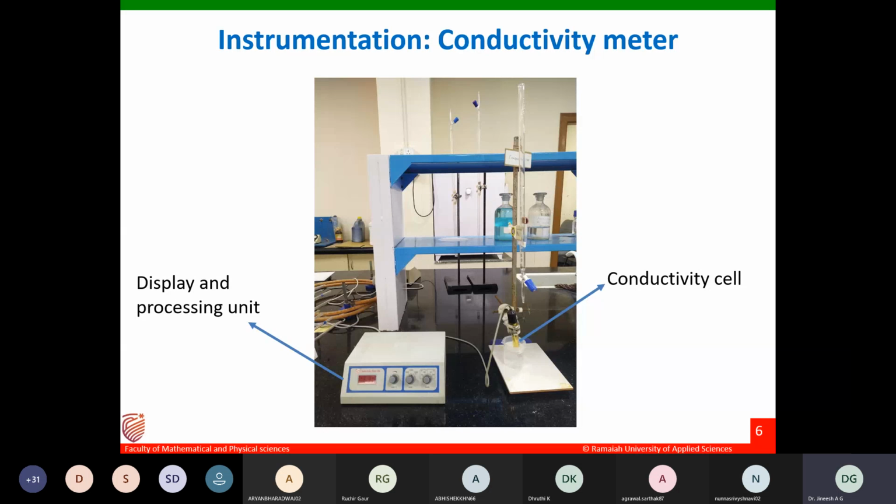Very simple instrument. This instrument has two different parts. One, a display and a control unit. Another one, a conductivity cell. So the conductivity cell is like this cylindrical type of apparatus, and this is a display and control or processing unit.